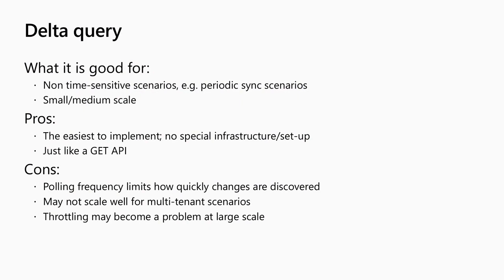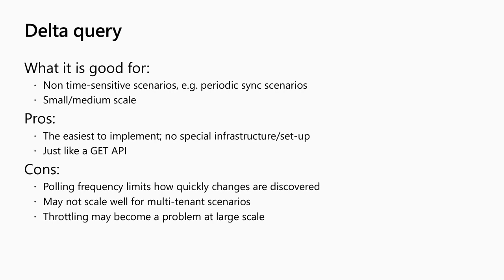So this is good for small to medium scale syncing operations. Like I said, if you have less than 100 tenants and you're syncing less frequently, this is probably fine. It's very simple to set up. It's just a REST API call, a GET to /users/delta. That's pretty simple to set up. You may run into bandwidth limitations if you want to poll more frequently and if you have many tenants.